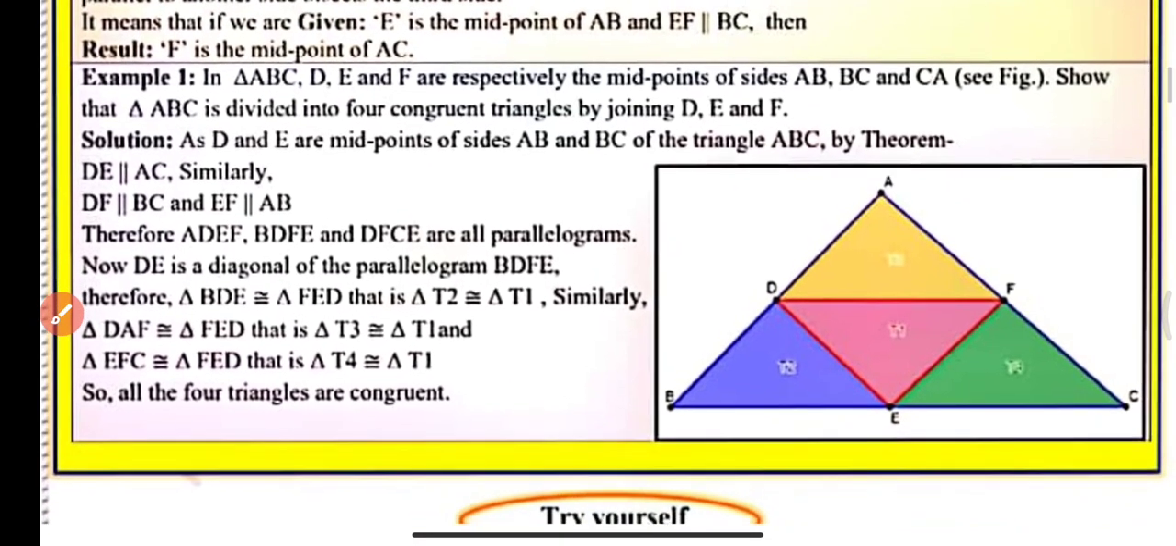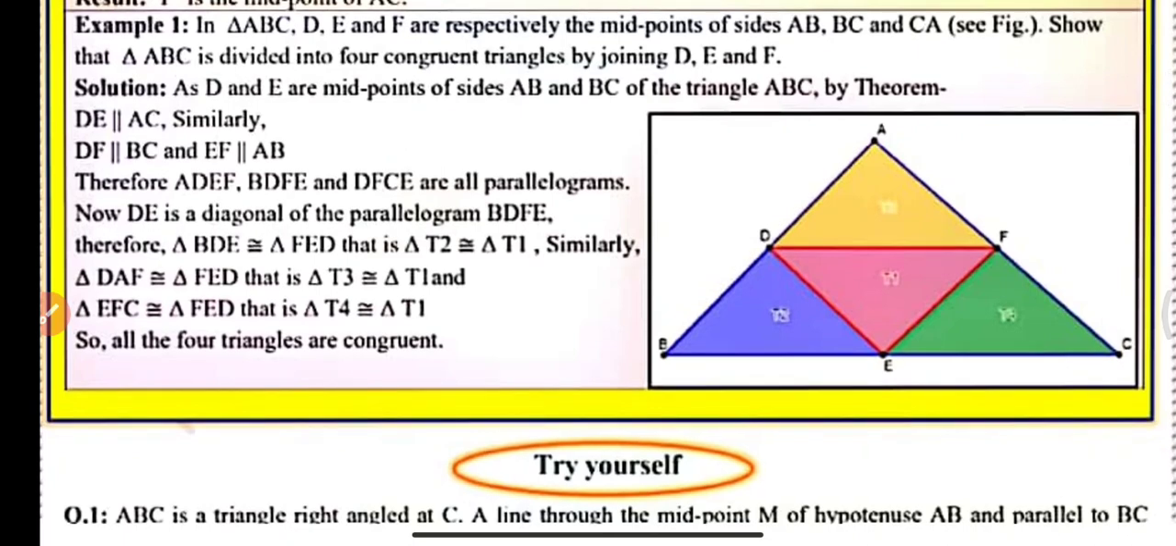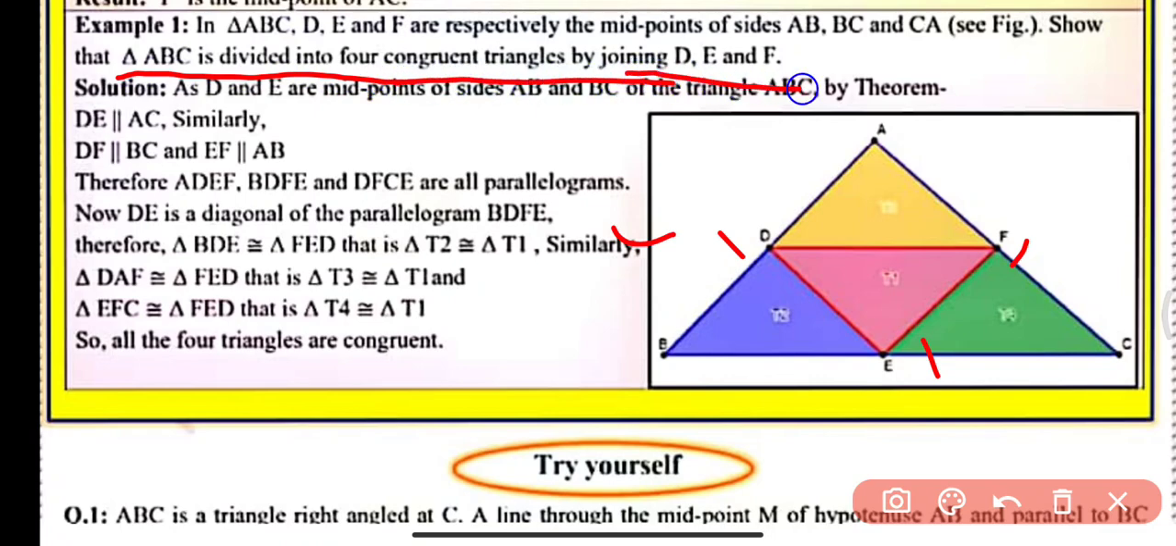So we have an example. In triangle ABC, D, E and F are respectively the midpoints of sides AB, BC and CA as shown in the figure. We have triangle ABC in which D is the midpoint of side AB, E is the midpoint of side BC and F is the midpoint of side AC. So that triangle ABC is divided into four congruent triangles by joining D, E and F.